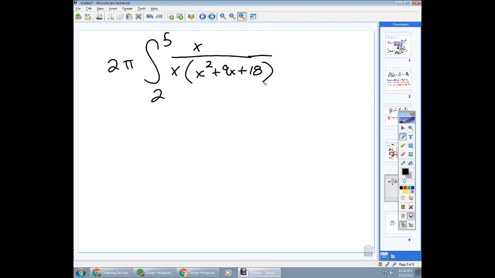Okay, there's everything. So that's kind of cool. And x divides out. A number divided by itself is 1. The bottom, let's see, 18 is 3 times 6. So that factors as x plus 3 times x plus 6.